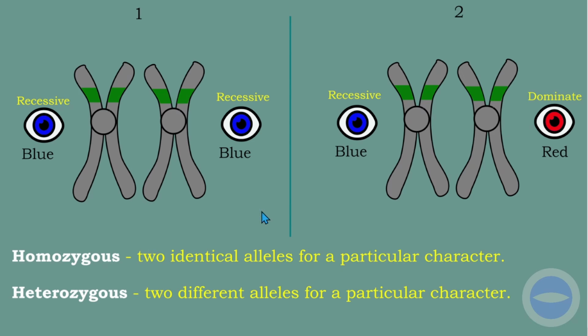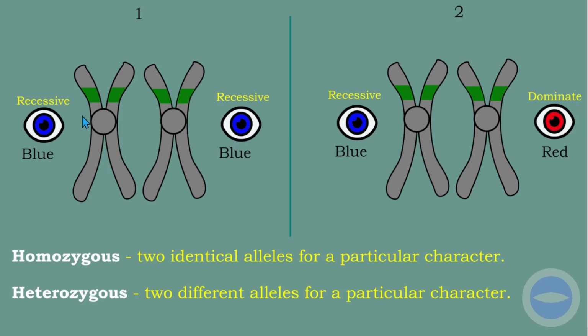So now we go to homozygous and heterozygous. Homozygous means two identical alleles for a particular character. Like we have character 1 here and character 2. If you see character 1, we have a recessive allele and a recessive allele.